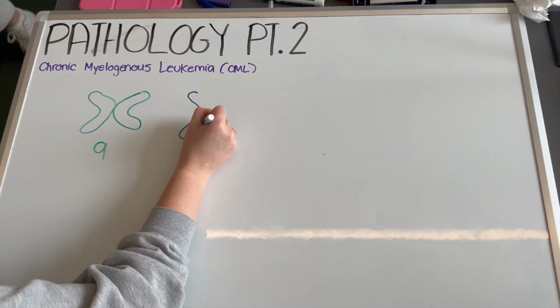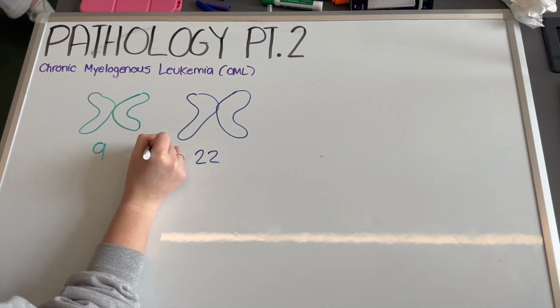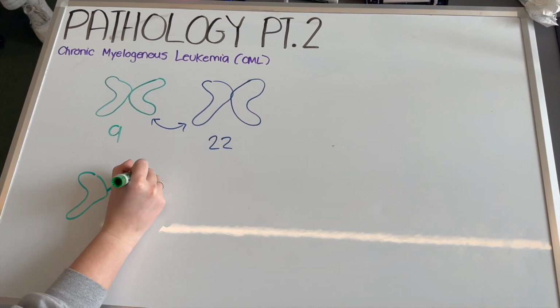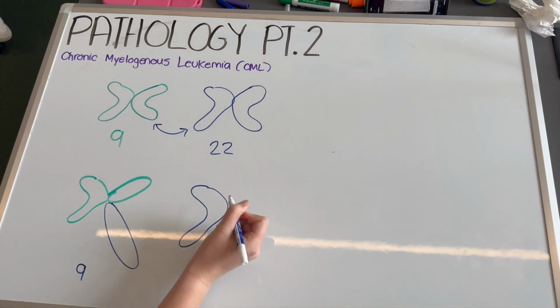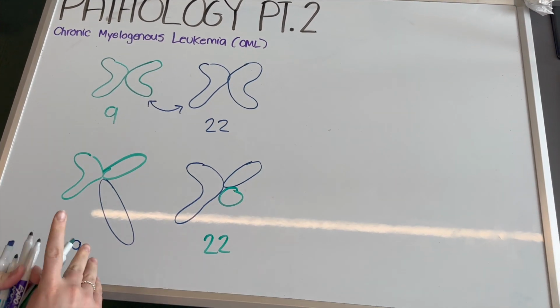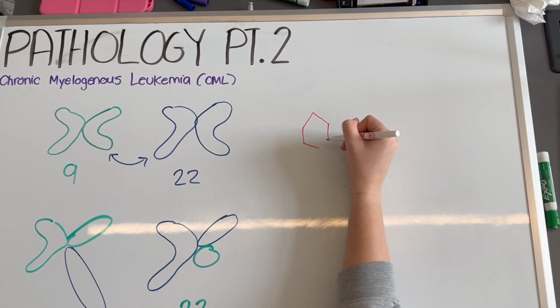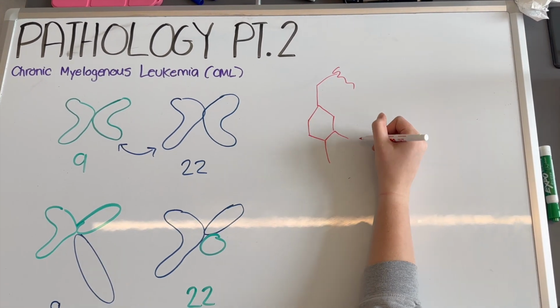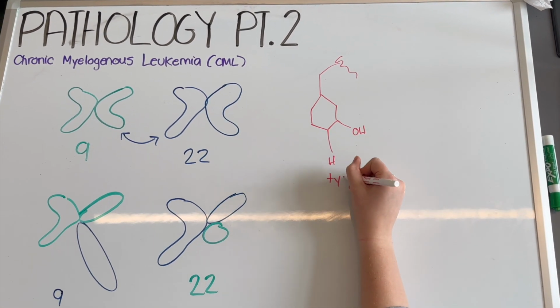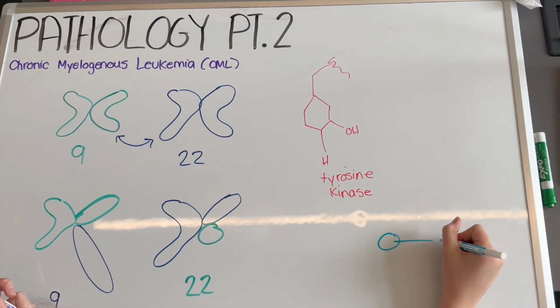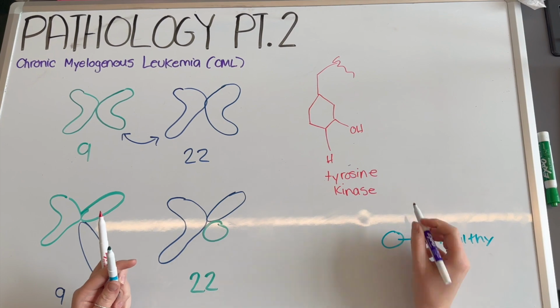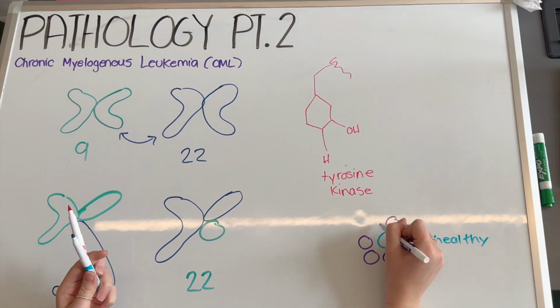CML is caused when chromosomes in the blood cells swap sections. A portion of chromosome 9 swaps with a portion of chromosome 22. The result is an extra long chromosome 9 and an extra short chromosome 22. The new chromosome 22 tells blood cells to produce too much of the tyrosine kinase protein. The protein allows too many white blood cells to grow. These white blood cells are faulty and don't develop and die properly. Instead, they clump together into large numbers, harming healthy cells and damaging bone marrow.